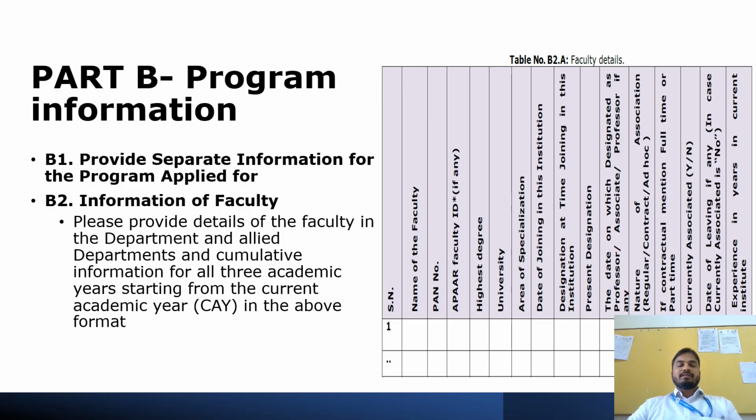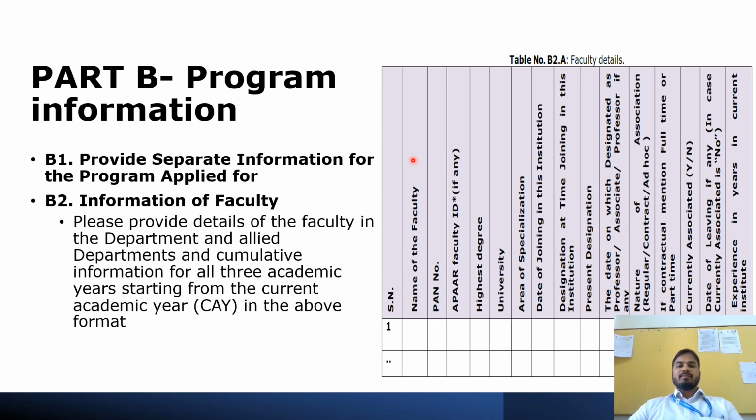So part B is a bit changed here in the new format. Here we have to provide separate information for the program that we have applied for, and also information of the faculty in the table that is provided over here. And this has to be for 3 academic years starting from the current academic year.